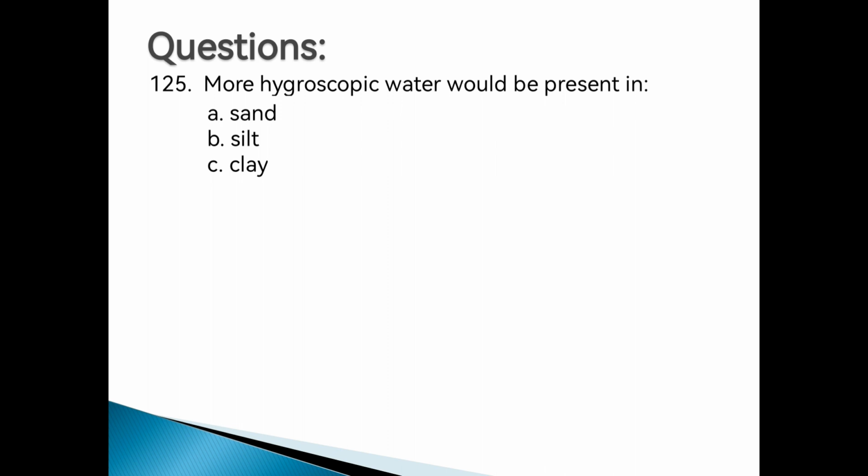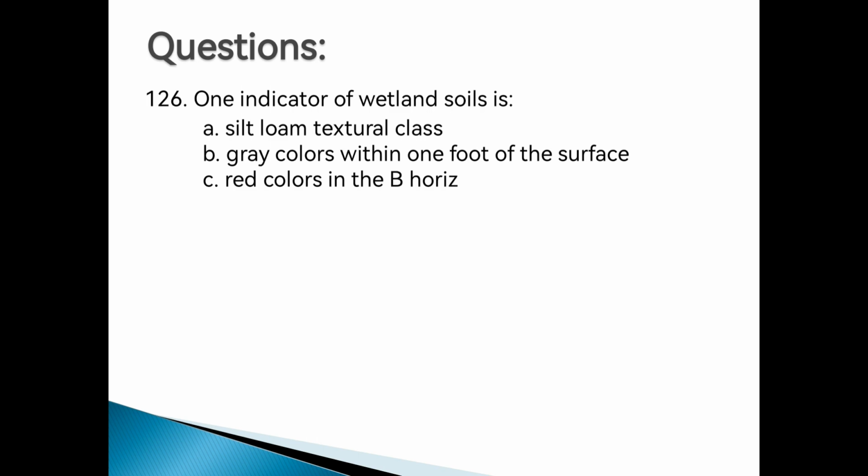Number 125. More hygroscopic water would be present in A. Sand, B. Silt, C. Clay. The correct answer is C. Clay. Question 126. One indicator of wetland soils is A. Silt loam textural class, B. Gray colors within 1 foot of the surface, C. Red colors in the B horizon. The correct answer is B. Gray colors within 1 foot of the surface.